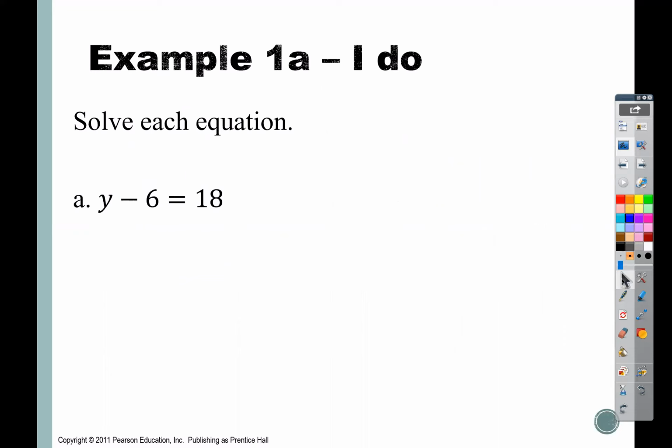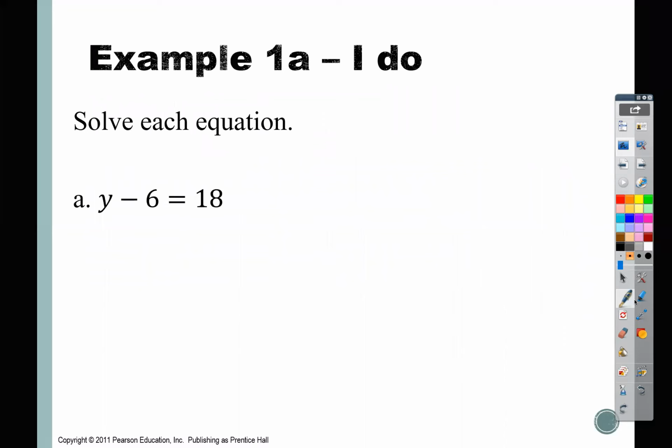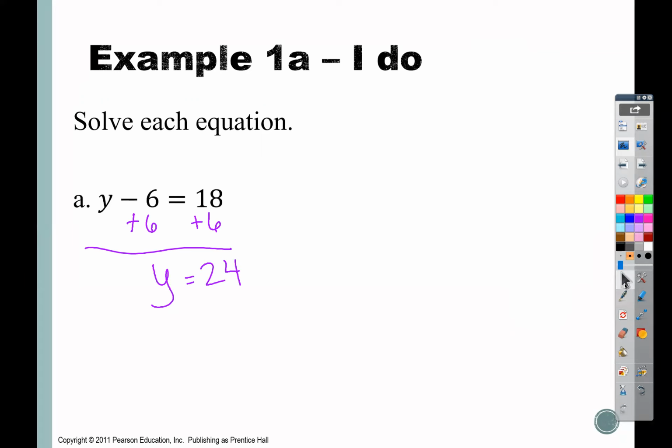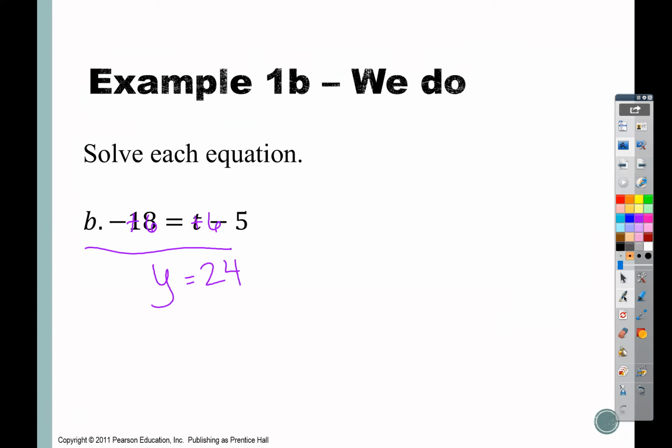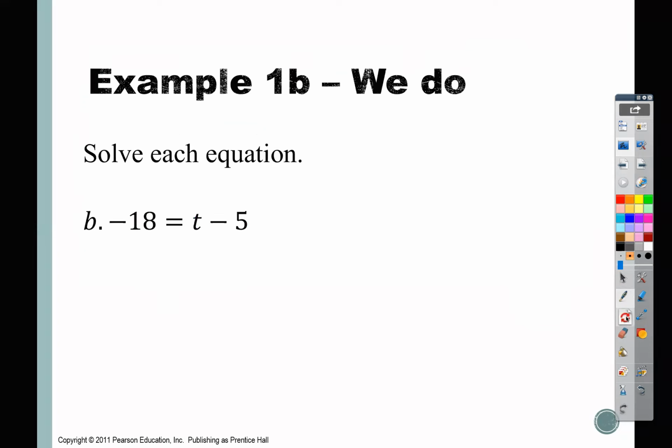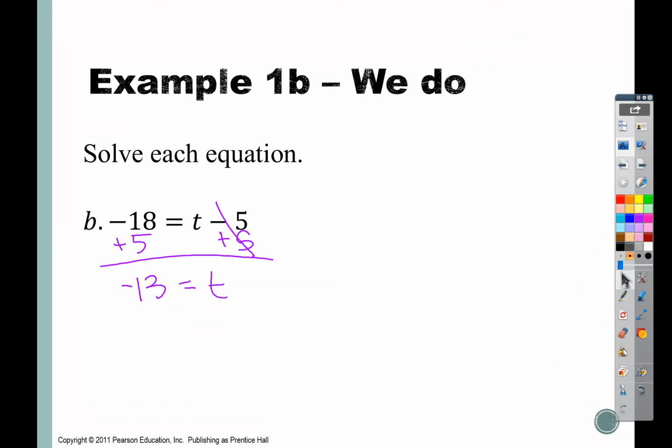So solve each equation. Okay, so I'm just going to add 6 to both sides. Since I have y minus 6, I would do the inverse operation. The opposite of subtraction is addition. So y equals 24. Okay, I'm trying to isolate the t here. If I want to get the t by itself, I would have to add 5 to both sides of the equation. That cancels. Negative 18 plus 5 is negative 13. And that would be my answer.